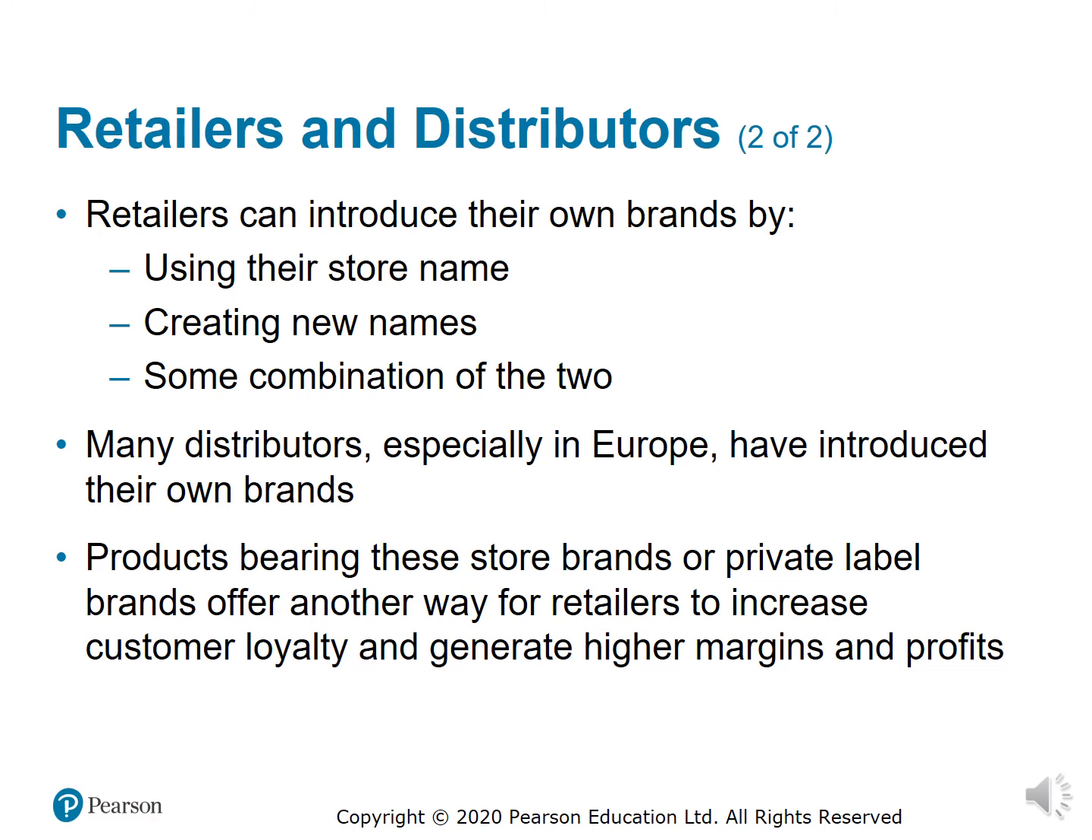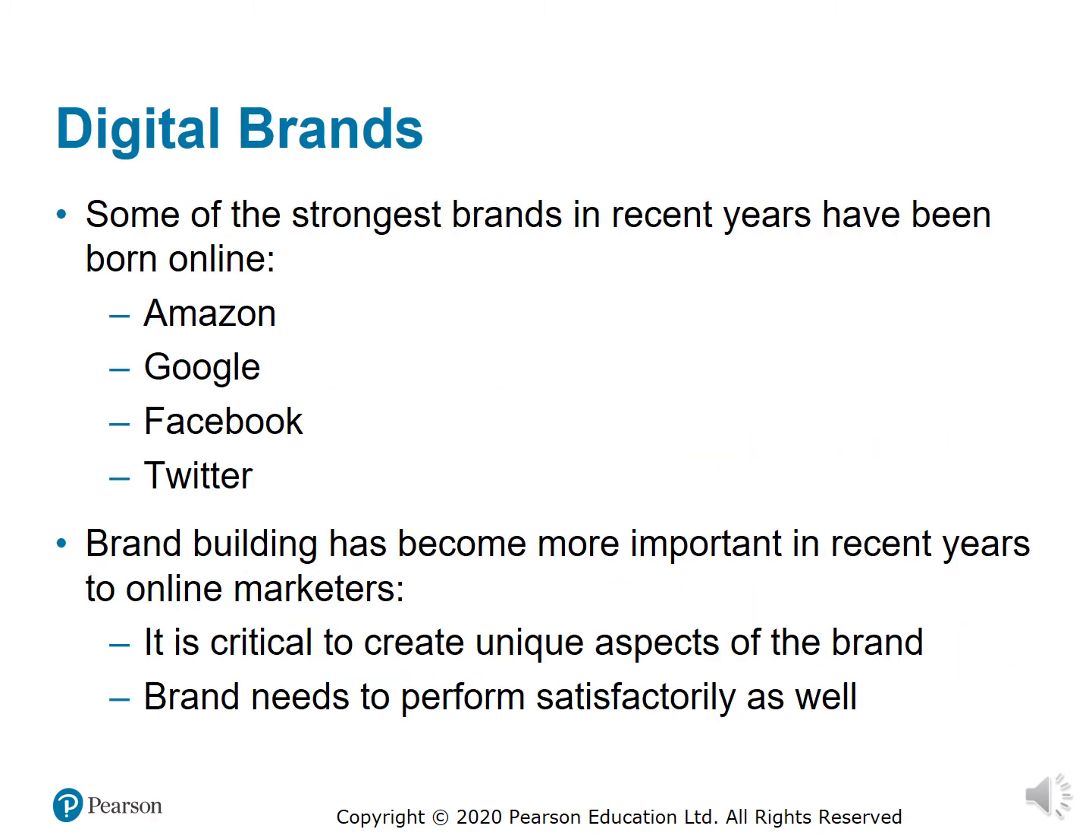and many distributors, especially in Europe, have introduced their own brands. Products bearing these store brands or private label brands offer another way for retailers to increase customer loyalty and generate higher margins and profit. Especially in the franchise industry, like McDonald's and Burger King or Dunkin' Donuts or 31 or many other franchises, the brand name is so important and of great value.